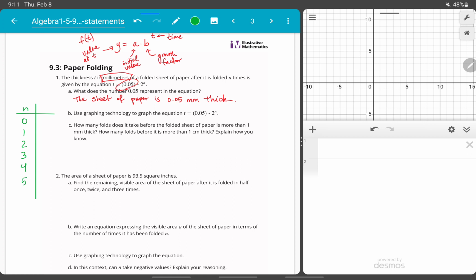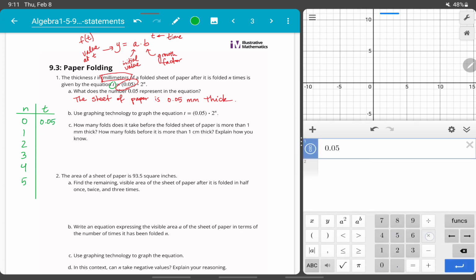And our y value, or I guess this is t, we're using t here, our t value for thickness, it starts out at being 0.05, so we could multiply that times 2 to get 0.1. We could multiply it by 2 again to get 0.2, multiply it by 2 again to get 0.4, multiply it by 2 again to get 0.8, and multiply it by 2 again to get 1.6.